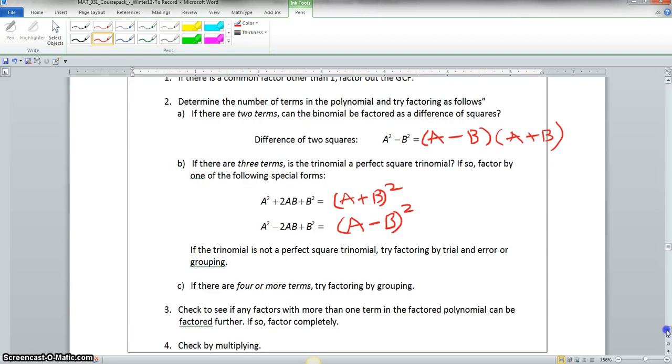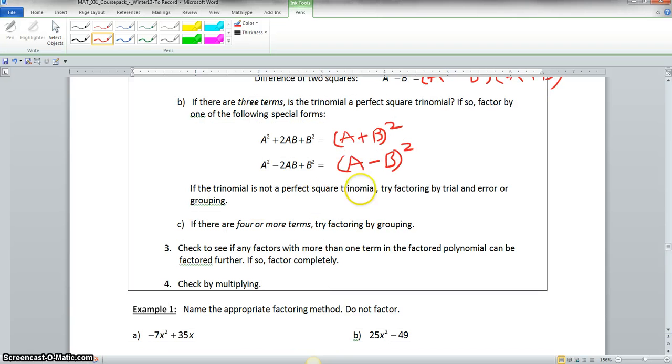Now, it says if the trinomial is not a perfect square trinomial, try factoring by trial and error or grouping. What I taught you all in the class was grouping. I didn't do the trial and error. If there are 4 or more terms, try factoring by grouping. Check to see if any factors with more than 1 term in the factor polynomial can be factored further. If so, factor completely. Check by multiplying.